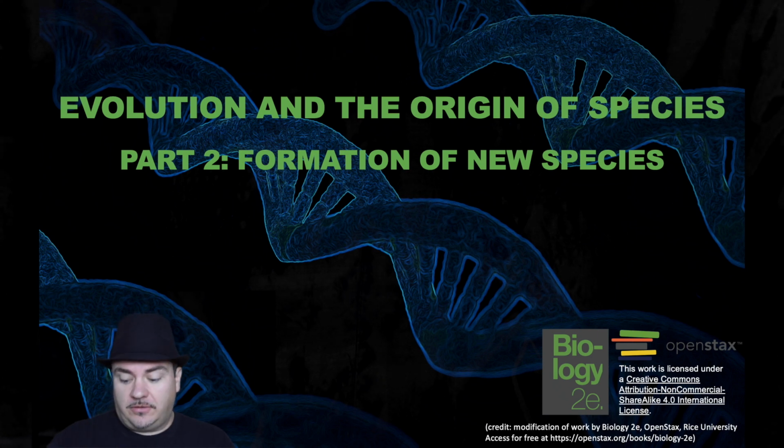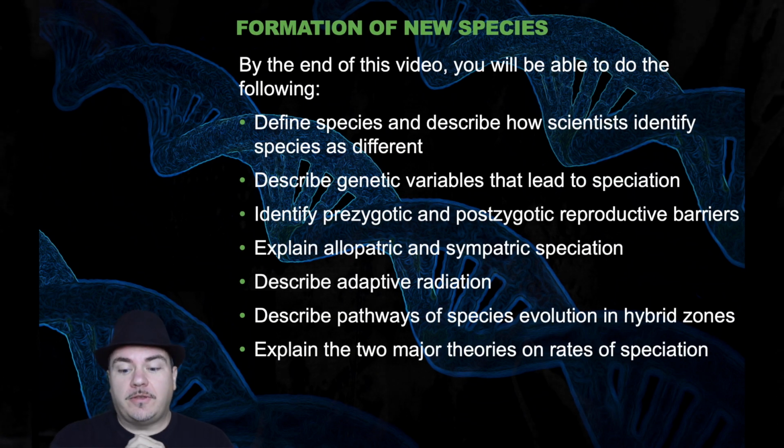Today we're going to continue talking about evolution, and in particular we're going to discuss the formation of new species. By the end of this video you should be able to do the following: define a species and describe how scientists identify species as being different from each other, describe genetic variables that lead to speciation, identify prezygotic and postzygotic reproductive barriers, explain allopatric and sympatric speciation, describe adaptive radiation, describe pathways of species evolution in hybrid zones, and explain the two major theories on rates of speciation.